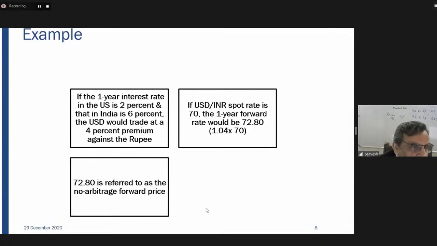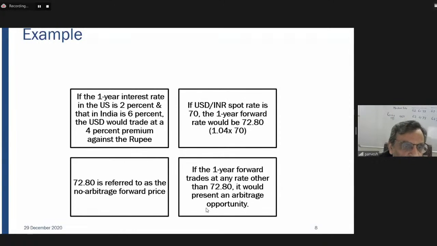Now, 72.80 is referred to as the no arbitrage forward price. If this price is there, then there is no chance of any arbitrage, because exactly 4% the dollar has appreciated, which is the interest rate differential, or the rupee has depreciated by 4%. We can look at it any way we want. So the interest rate differential is actually played out in a true sense in the forward market, and the arbitrageurs have no chance to make money. But if the 1-year forward rate trades at any rate other than 72.80, it would present an arbitrage opportunity.